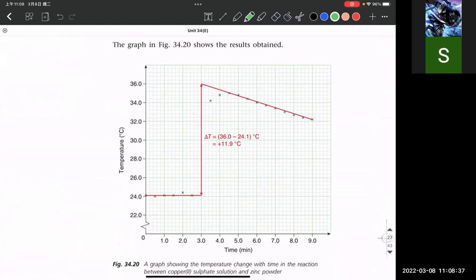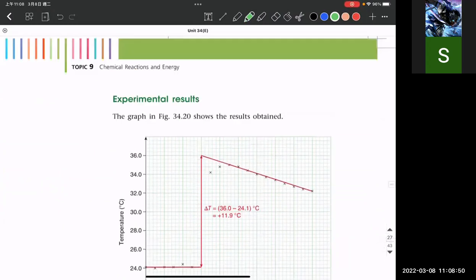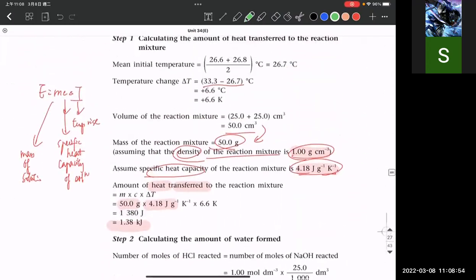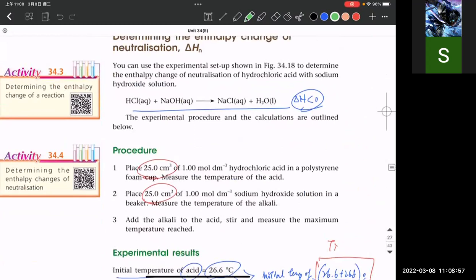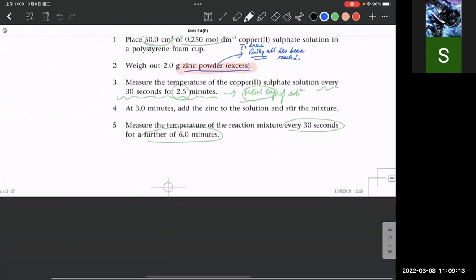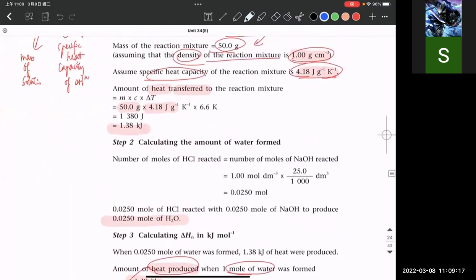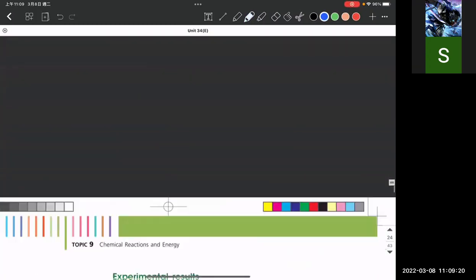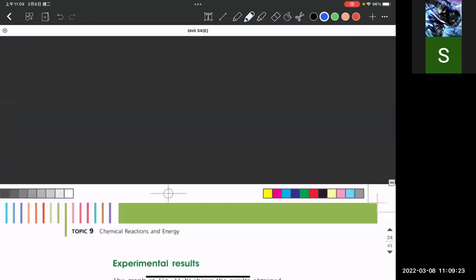What is the difference between displacement reaction and neutralization in terms of speed of reaction, in terms of rate of reaction? Which one is quicker? Which one is slower? Displacement is slower. Can you realize? While neutralization is quicker. Why? It's just a direct collision of hydrogen ion and hydroxide ion in the aqueous medium. While for displacement reaction, the reaction will happen where? On the surface.